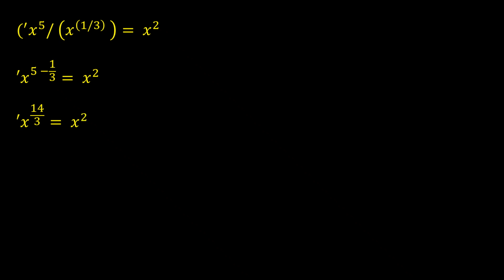Simplify the exponent. 5 minus 1/3 is 14/3. Now we have x to the power of 14/3 equals x squared.